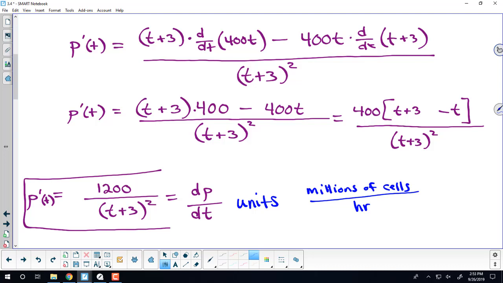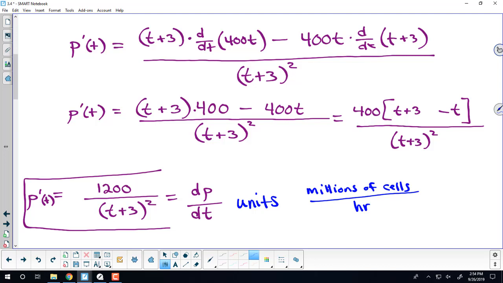So let's just say you ended up with a derivative that you plugged a t value into, and you get 10 out of the derivative. How do you interpret 10 as p prime of some value? 10 million cells per hour.